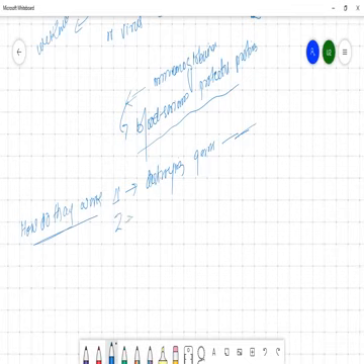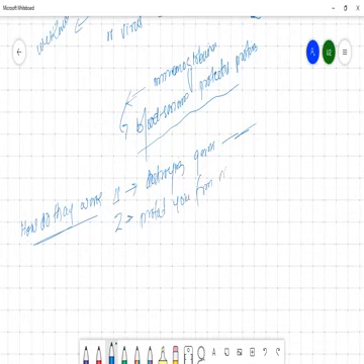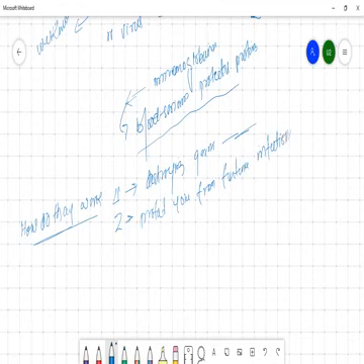ठीक हो गया? Number second, protect you from infections. Why? Particularly, let me write it, protect you from future infections as it remains in bloodstream for years.